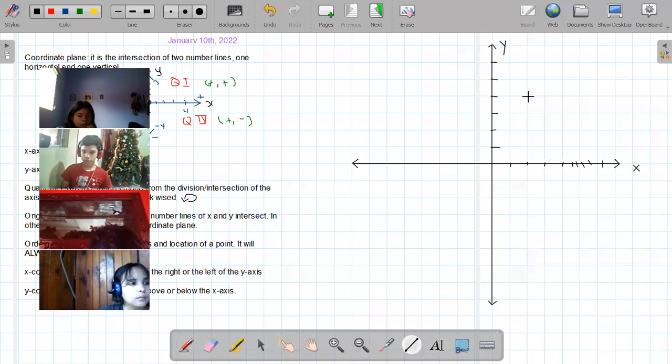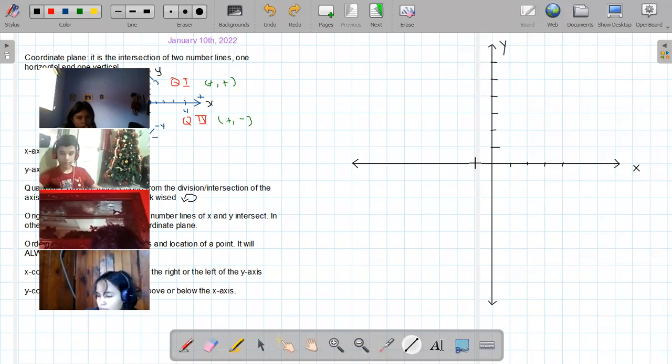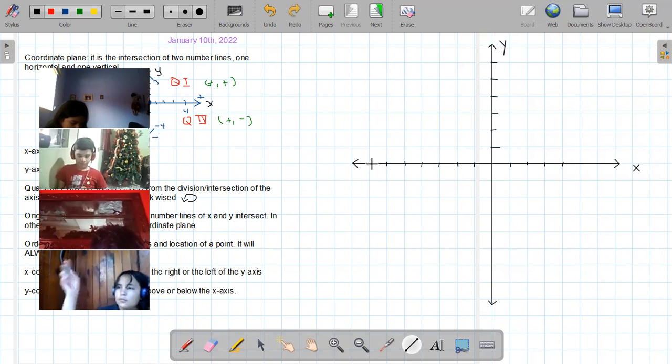Miss, do we need to have 10 squares on each line? No, it will depend on what we're graphing and how much we need. Not necessarily 10 on every side, okay? It depends on what we are graphing. But what if we have a number like 11? So we would need a little bit more than 10.